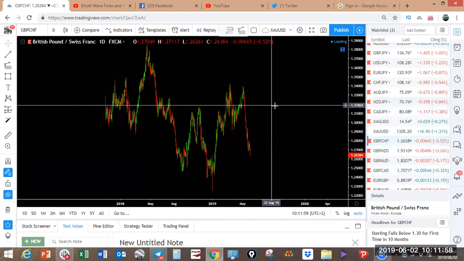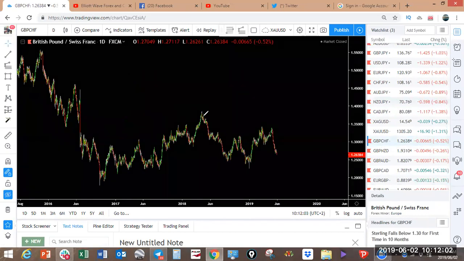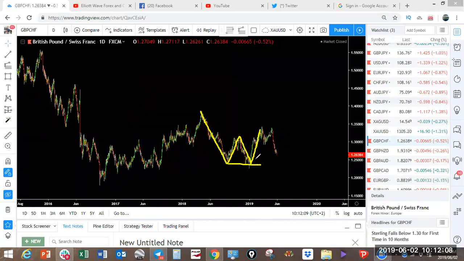You are looking for continuation. Currently, for most moves, you're just looking for continuation. So don't go against the trend. You've got a move here. You've got an expanding flat, similar to what you have on pound US dollar.